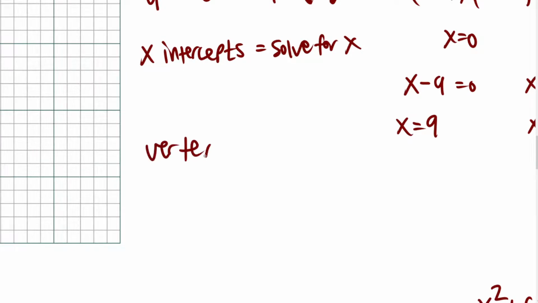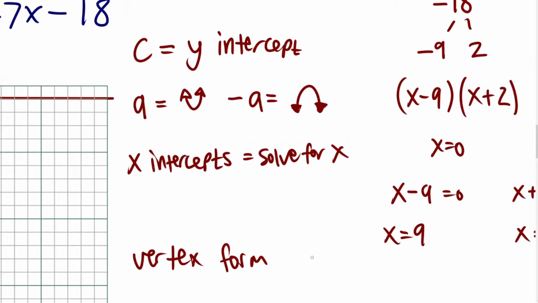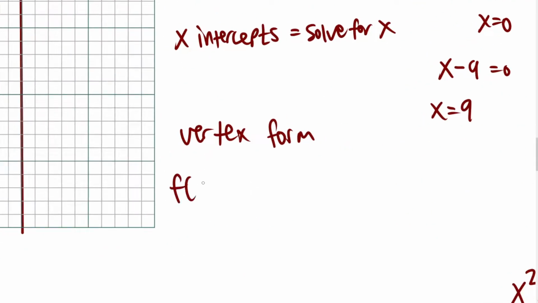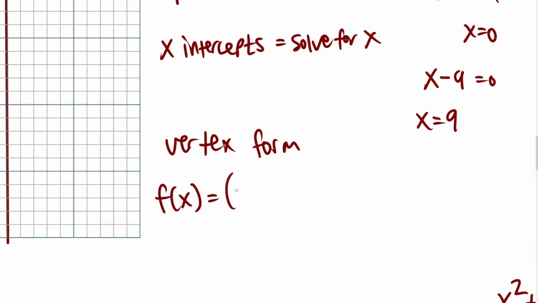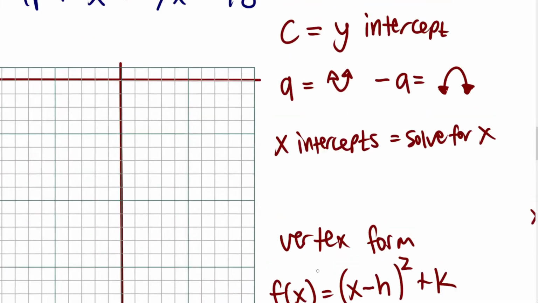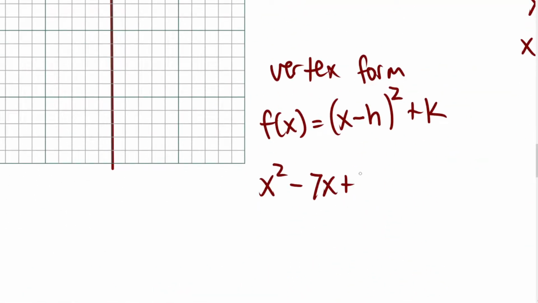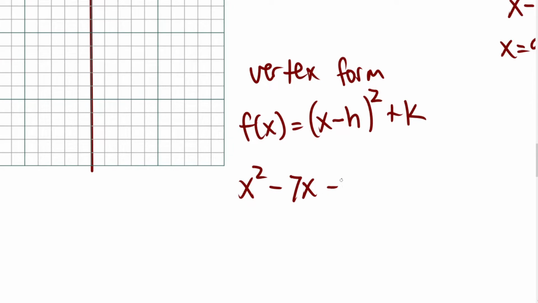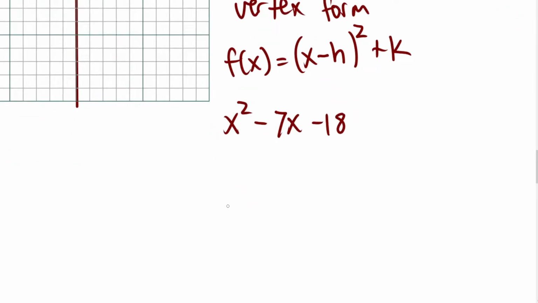Now, another way that we want to deal with things is the vertex form. And that's basically when we complete the square. The actual form is going to look like f of x, or y, is equal to (x minus h) squared plus k, I believe. The way to get it into that form is, so we have our x squared minus 7x minus 18. We can complete the square. So we're going to move the 18 over. We have x squared minus 7x, then we move the 18 over, so it's positive 18.